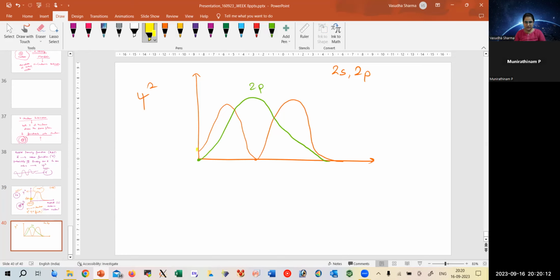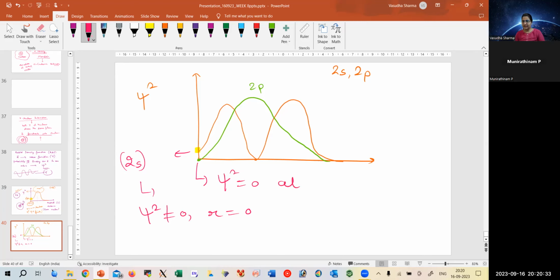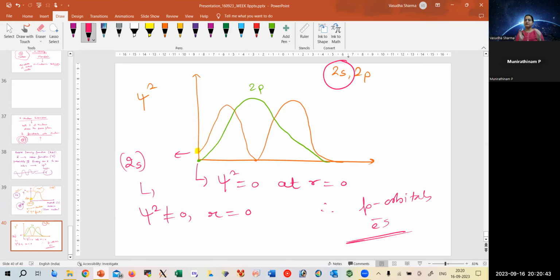Again, in the 2s orbital, psi square is not equal to 0 at r equals 0. That means again a certain electron density from the 2s orbital can penetrate into your nucleus. Whereas in the case of 2p, in that radial density function, psi square is 0 at r equals 0. Therefore, p orbital electrons can't penetrate inside the nucleus. So only the s orbital electrons have the probability of penetrating inside the nucleus. So clear up to this point?